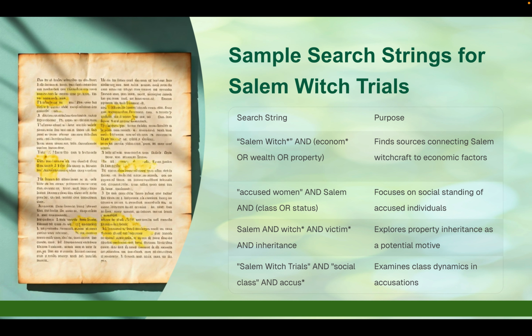Let's look at some sample searches that were built from our concept table. For example, Salem witch and econ followed by the asterisk for truncation or wealth or property helps uncover economic influences on accusations. When we look to the bottom of our table, Salem witch trials and social and ACCUS followed by the asterisk with truncation examines class dynamics in accusations. Notice how we're combining keywords and using truncation to expand our reach.